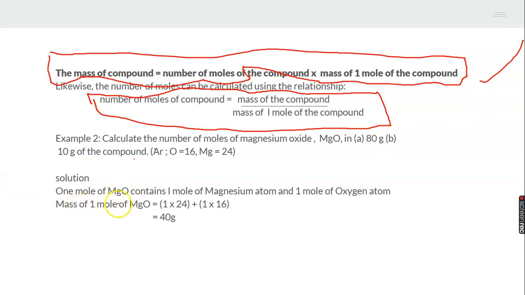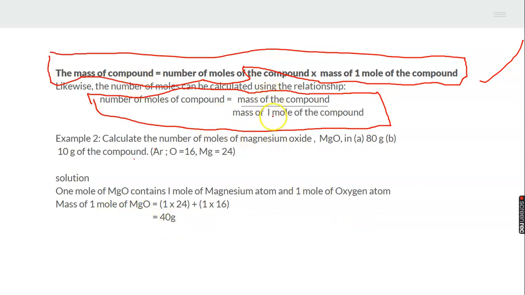Okay, so solution. The first thing you have to do is calculate the number of moles of magnesium oxide. One mole of magnesium oxide contains 1 mole of magnesium atoms and 1 mole of oxygen atoms. So when you add them together, the mass of 1 mole of magnesium oxide will give you this. That's the mass. You have to calculate the mole.